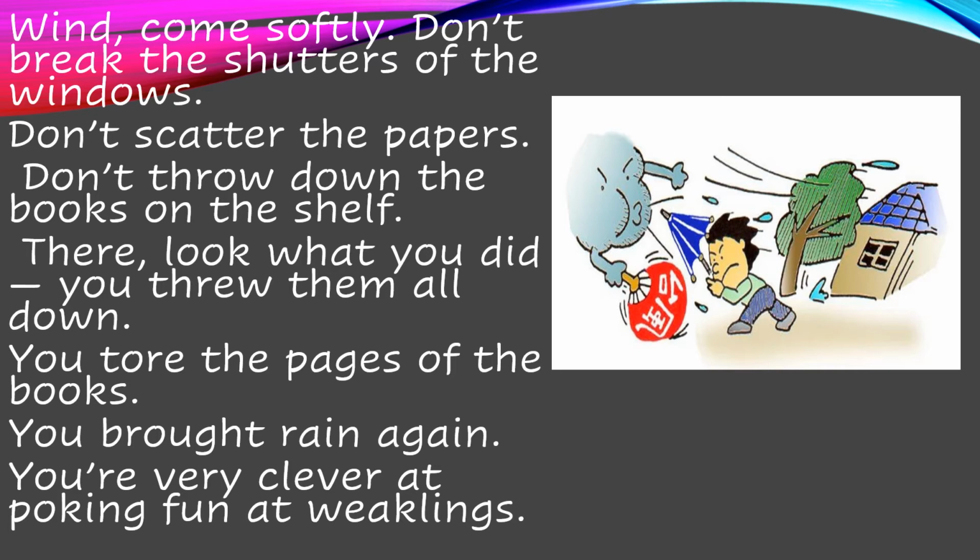There, look what you did. You threw them all down. If we are weak children, if we are fragile, soft, and if we allow people's thoughts to influence us, to change our mind, the criticizers won't be weakened, we will be weakened. Clear? So you tore the pages of the books. So the criticizer has already influenced your mind and he has actually ripped apart your thoughts.